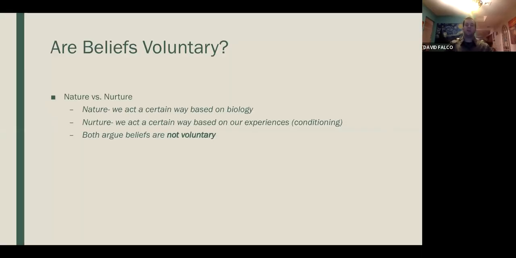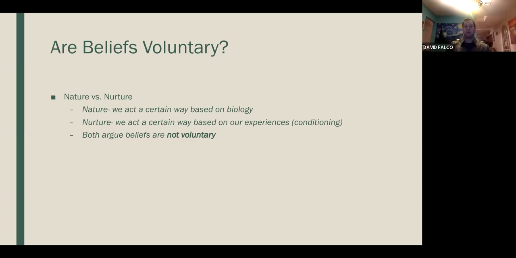So, are beliefs voluntary? The first thing I thought of is that this was a nature versus nurture type of argument, which is really popular in a lot of psychology, just trying to understand: are our behaviors based on nature, just how we are born in our biology, or are they based on nurture, basically the way we're raised, our experiences, and conditioning throughout society?